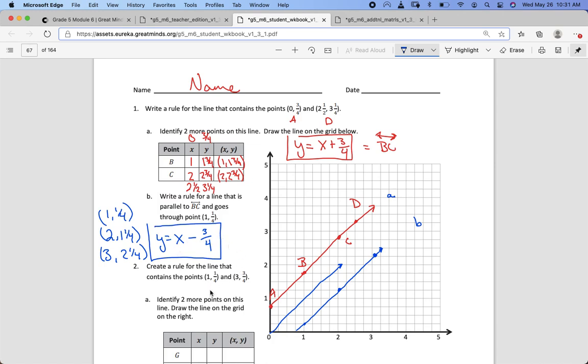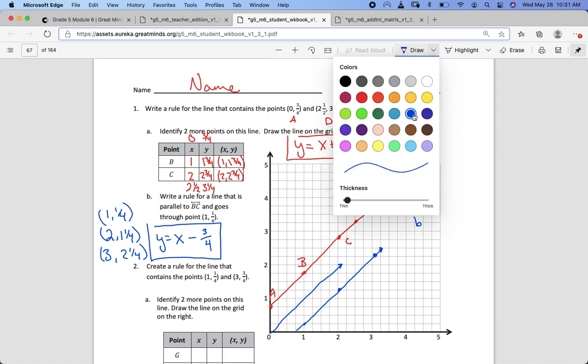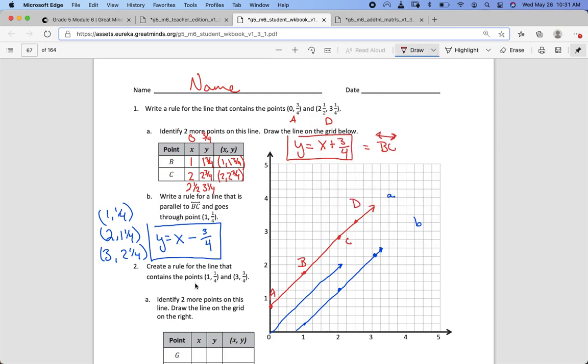Create a rule for the line that contains the point, I'm going to switch colors again, 1 and 1/4, and 3 and 3/4. 1 1/4, that's the x and the y, and 3 3/4 there. Okay, so my line goes this direction. That is not parallel, so I think that's going to be more of a multiplication point.